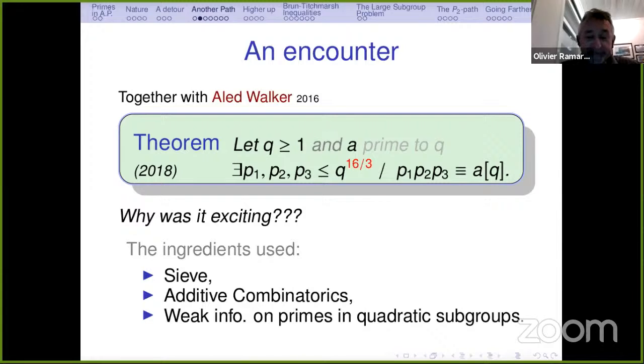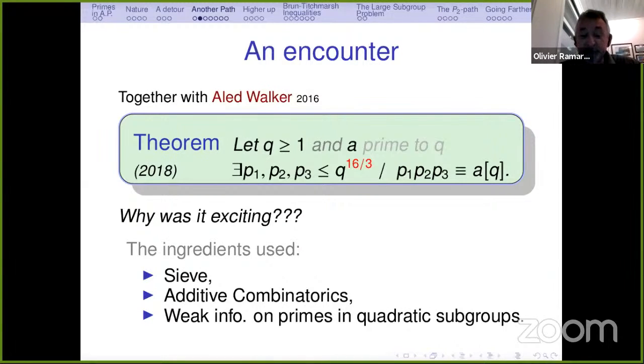So why was it exciting? Well, first, this result is completely explicit. It holds for q larger than 1. But the exponent is not so great. 16/3, well, it's 5.3. So it's not even as good as Xylouris' 5.18. But it is explicit. And the very good part is that the proof is done in 4 or 5 pages. That's why we're excited about it.